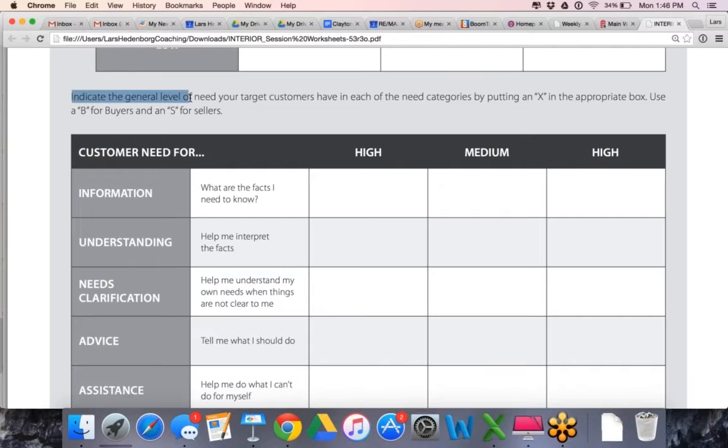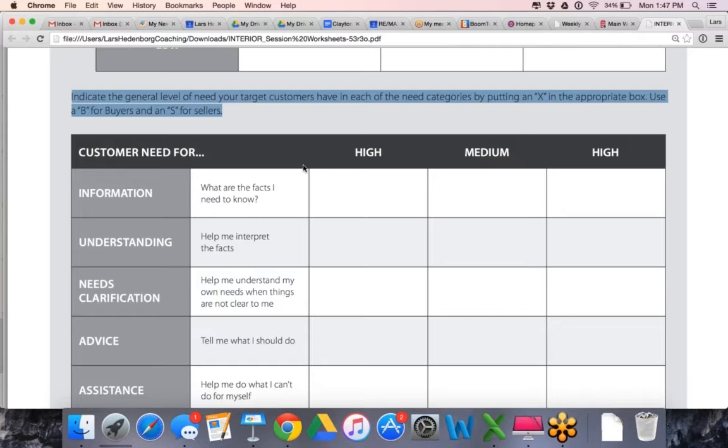So when you go through this exercise, indicate the general level of need your target customers have in each of the need categories by putting an X in the appropriate box. Use a B for buyers and an S for sellers. So do you think a buyer's need for information is high, medium, or low versus a seller?